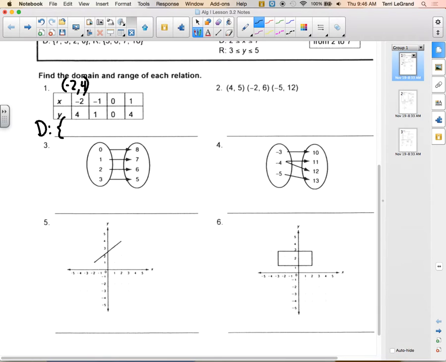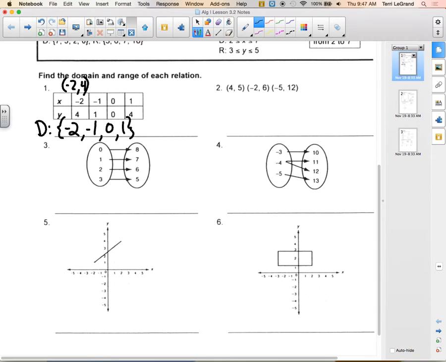Okay, Sage, can you tell me what the domain is? The domain is the x coordinates of the ordered pairs. -2, -1, 0, 1, and then we close our set. Yes, thank you.